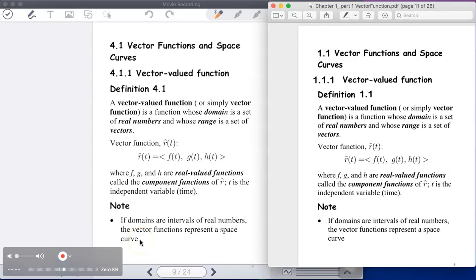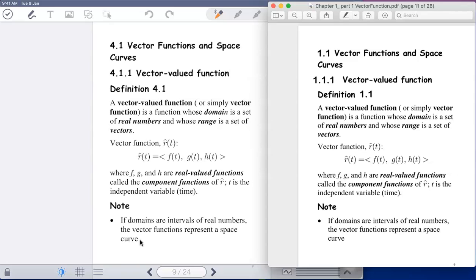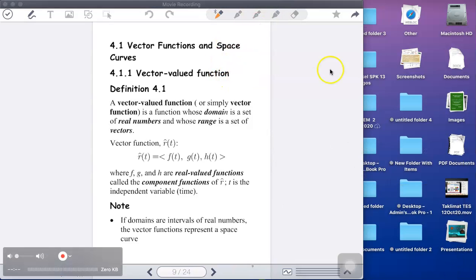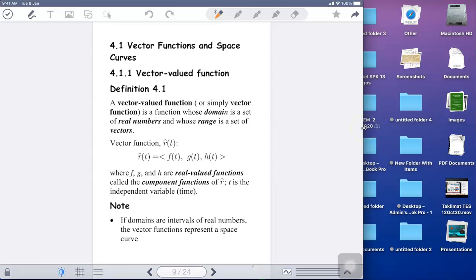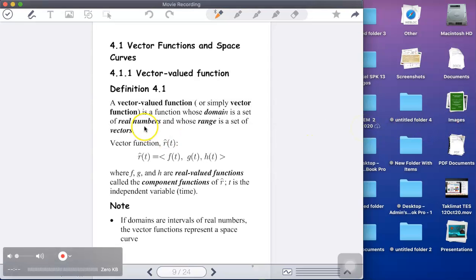Okay, so in this video, we will be discussing the vector value function. We want to know more about the vector function. So here, the vector value function, simply we call that a vector function, where normally it is represented by r(t).